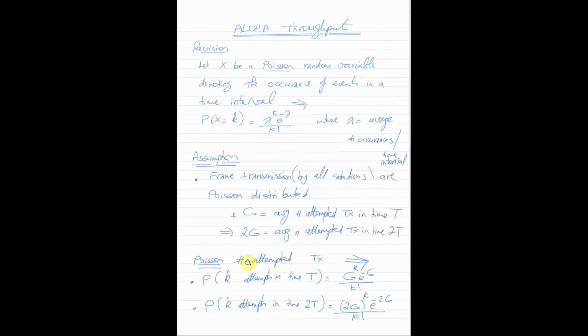Now, if we assume that the number of attempted transmissions follows a Poisson distribution, what does that mean exactly? It means that the probability of having k attempted transmissions, the probability of having k attempts in time T is given by G to the power of k e to the power of minus G divided by k factorial. It is exactly the Poisson formula, but instead of lambda, we use G because G is our average. Okay, if the number of attempts are Poisson, but we want the probability that we have k attempts in time 2T, I need that. In my discussion in the next slide, I need that as well.